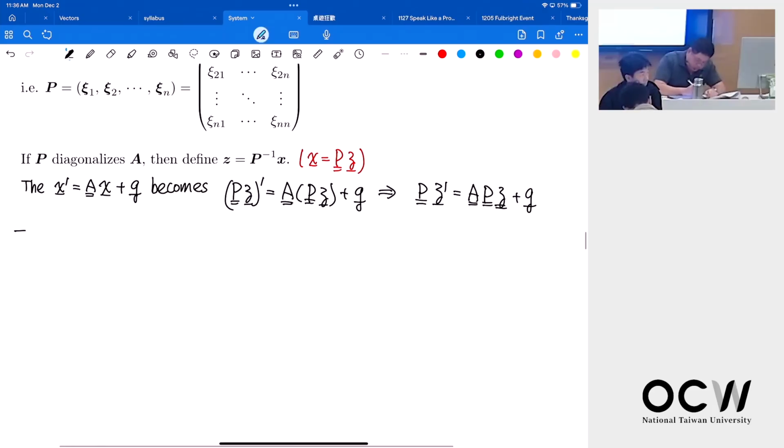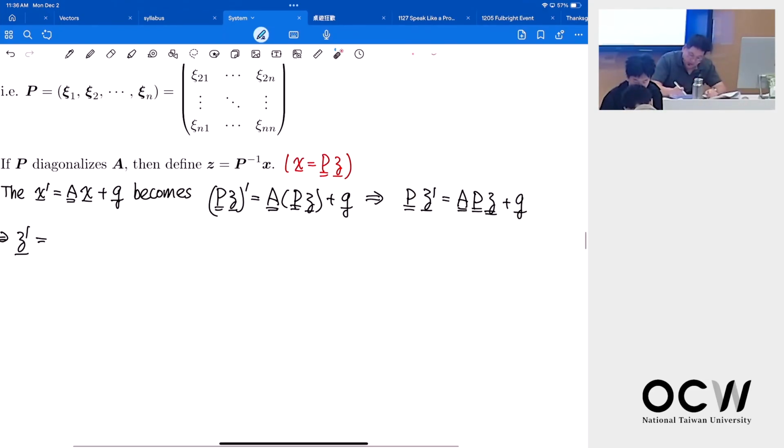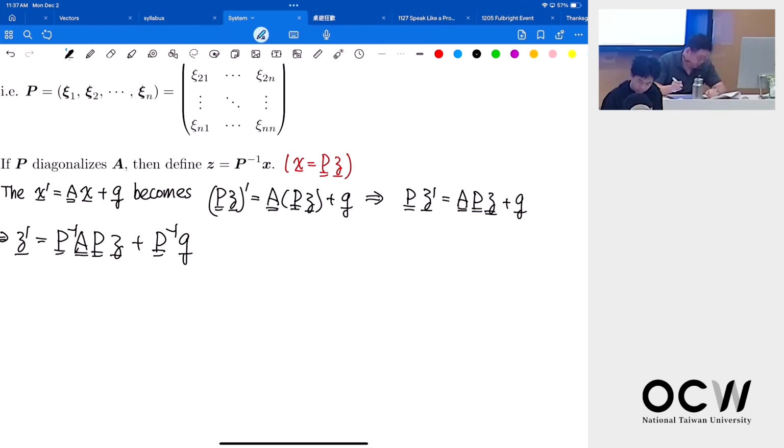So to get z prime, how do I get the z prime? I multiply by P inverse. So here I have a P inverse. So I get z prime equals P inverse A P z plus P inverse g. And for this term, P inverse A P, this is a diagonal matrix D, with the lambdas.